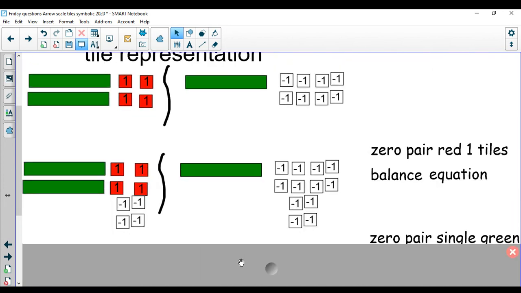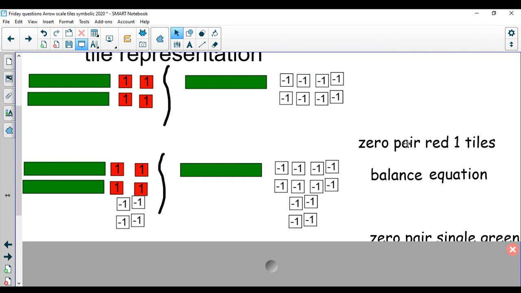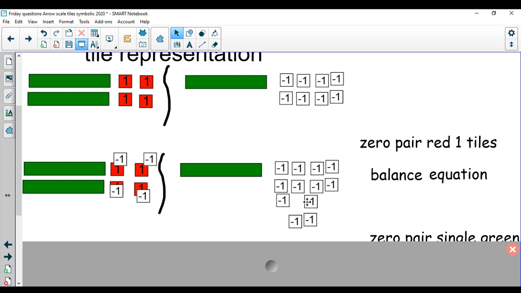Now we scroll down. I did a 0 pair here, 0 pair red tiles, 0 pair my red 1 tiles. So that's what I did. I have 1, 2, 3, 4 red tiles. Now I have 1, 2, 3, 4 -1 tiles. And I have to do the same to the other side. So I have 4 on my left side that I've added. Now I add 4 on my right side, my -1 tiles, 1, 2, 3, 4, to balance my equation.